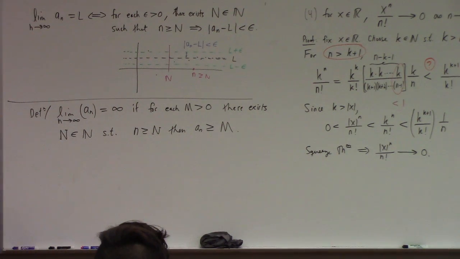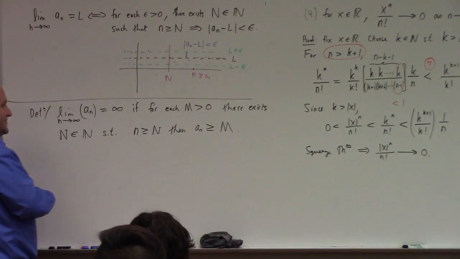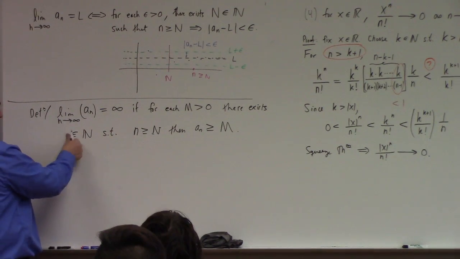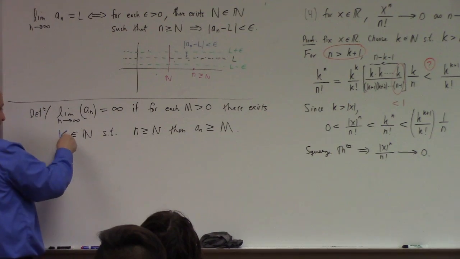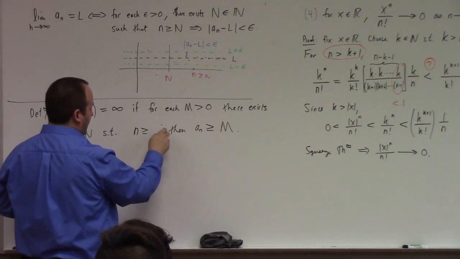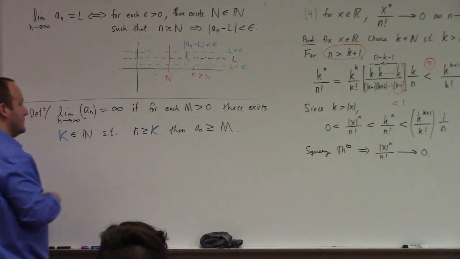If you don't like my use of n here, tell you what, there's too many n's here. Let me use k. Wouldn't that be easier? Put a k here. Put a k here. You guys probably could see that better.